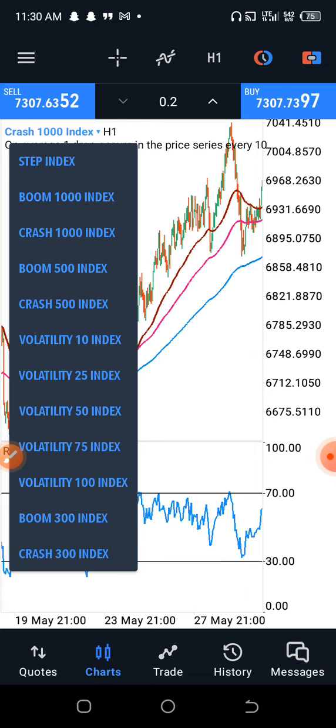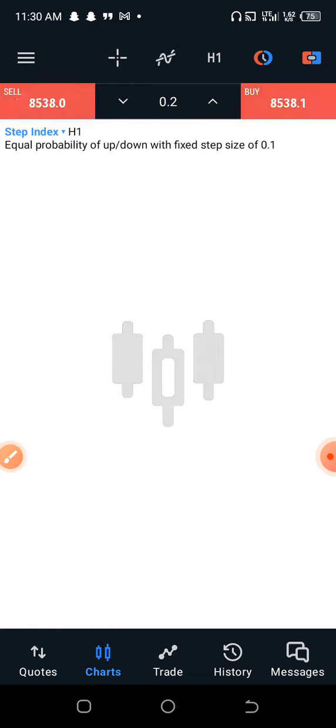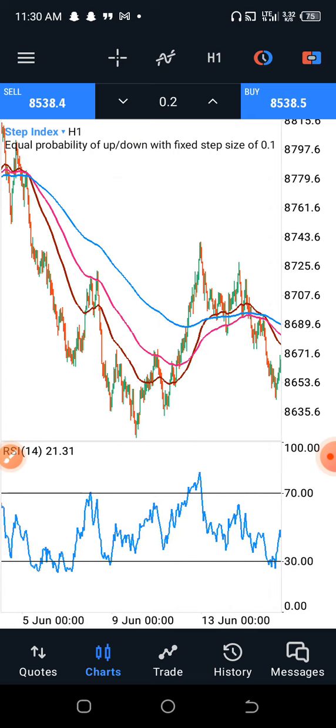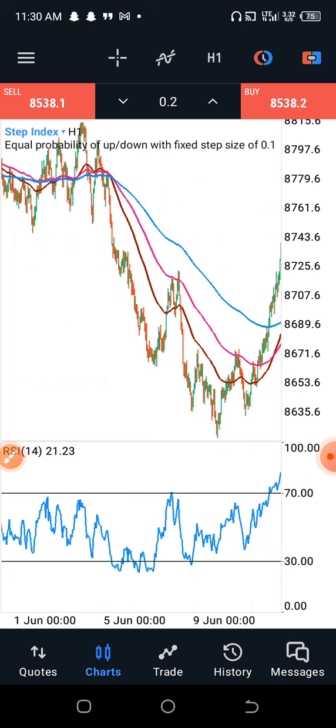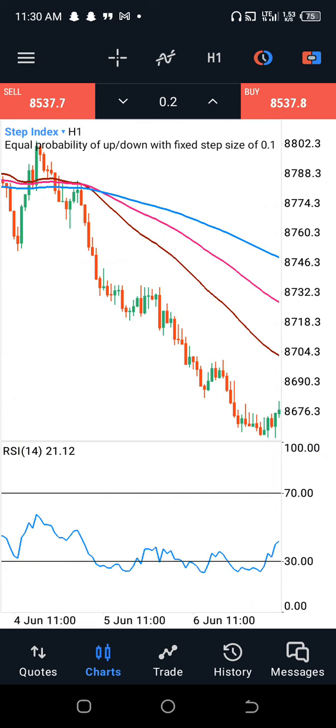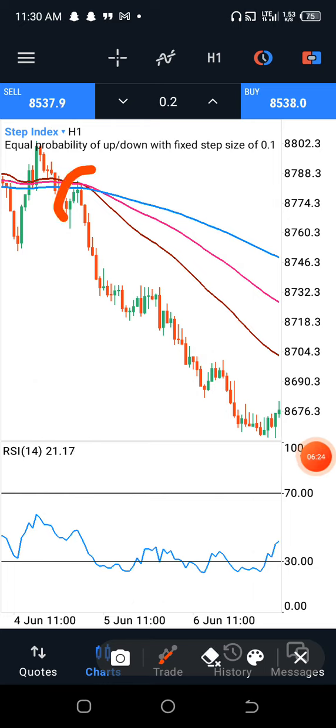So let's go back to volatility. Let's also check step index and see if what we are saying is also applicable in this market. Look at it. Just look at what I'm telling you, because I will show you how you can take advantage of this and you will never lose any money again. Even if you lose money, it's going to be a minimal loss.